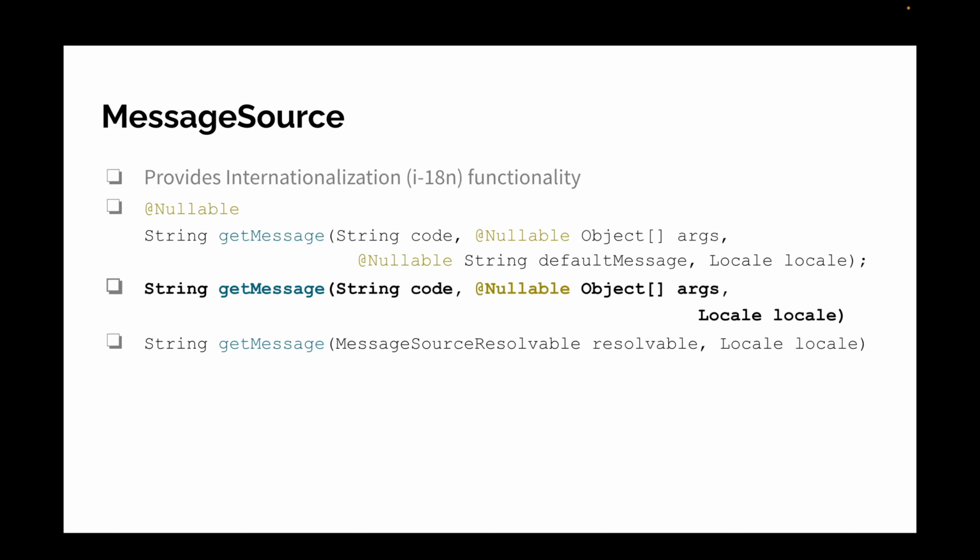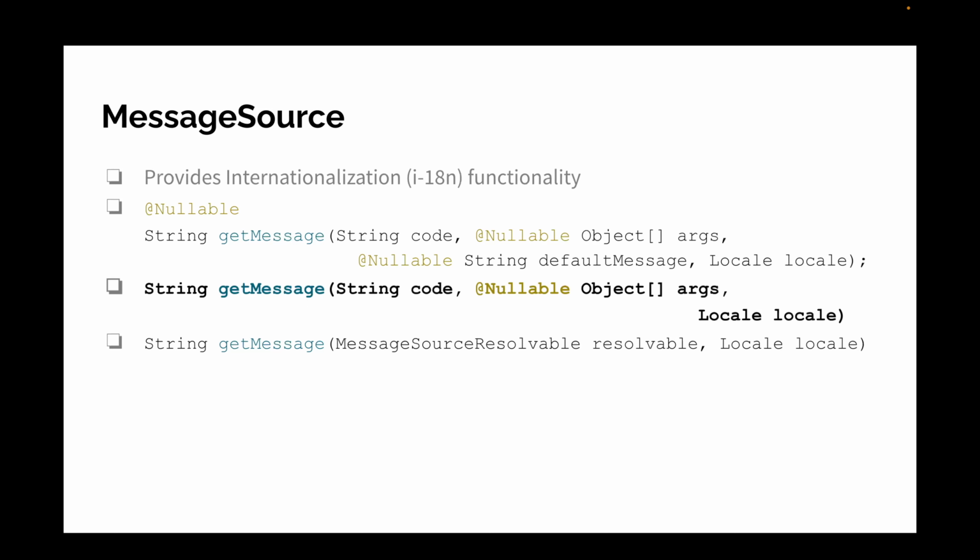So based on the user's locale, you may display different texts, but it's more convenient if all these text files are placed somewhere else and your application logic is somewhere else. To accomplish that, we use MessageSource. So MessageSource provides internationalization functionality.